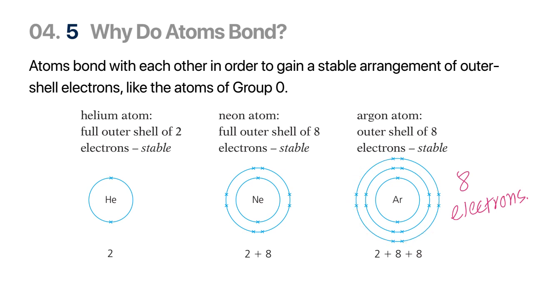There are a few exceptions like hydrogen and helium, which have a maximum capacity of 2 electrons in their outer shell. So hydrogen and helium will strive to attain 2 electrons in their outermost shell. Aside from helium and hydrogen, every other atom is trying their best to have 8 electrons in their outer shell.